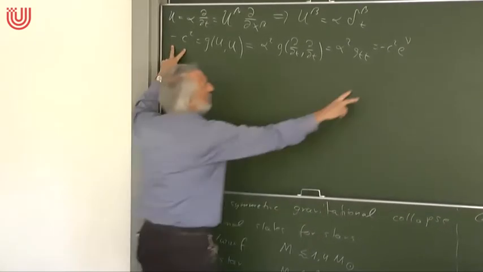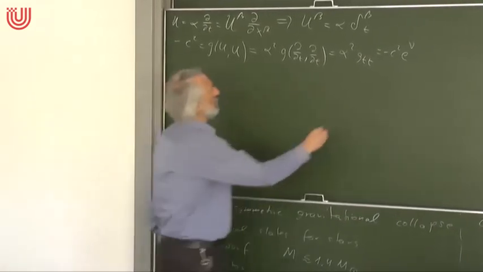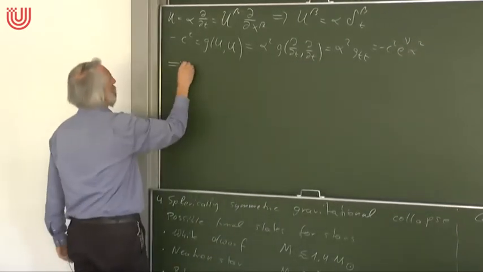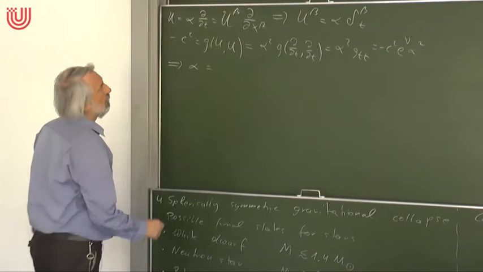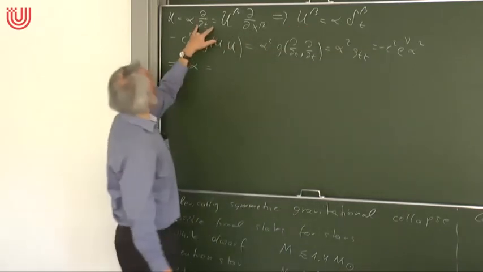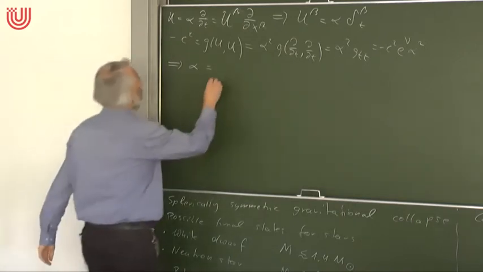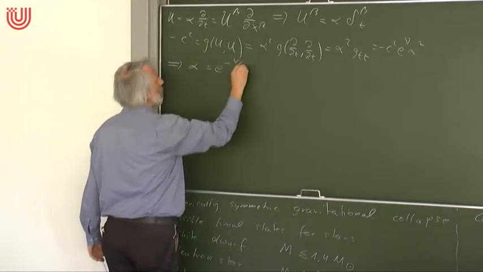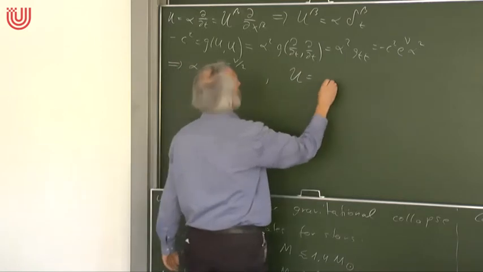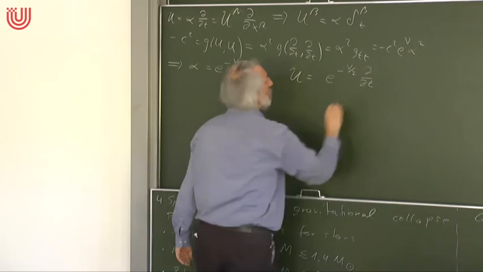So if I compare this expression with this expression, then I find, I forgot the alpha, that this implies alpha is what? We want to have it positive. The 4-velocity should point in the direction in which t is increasing. So alpha is e to the minus nu half, right? And this means our 4-velocity u is e to the minus nu half times d by dt.